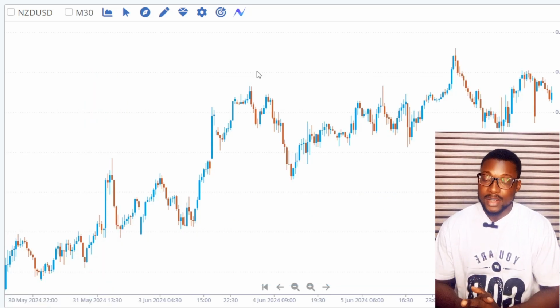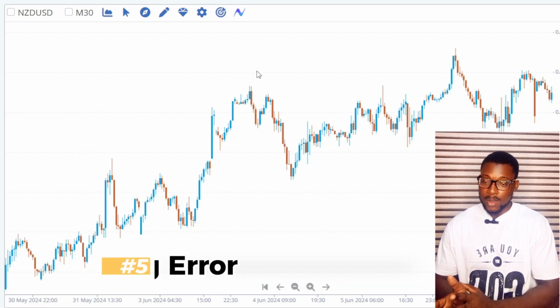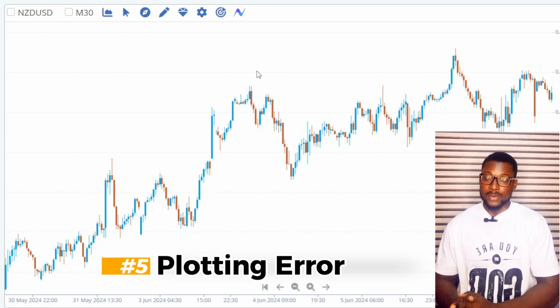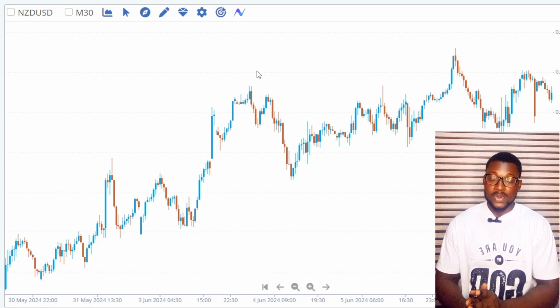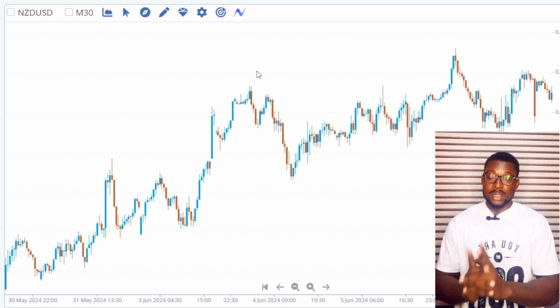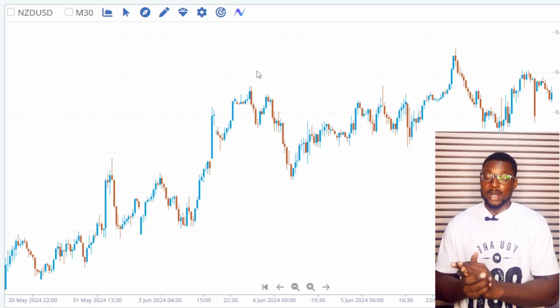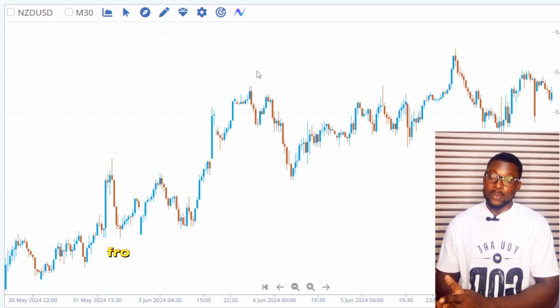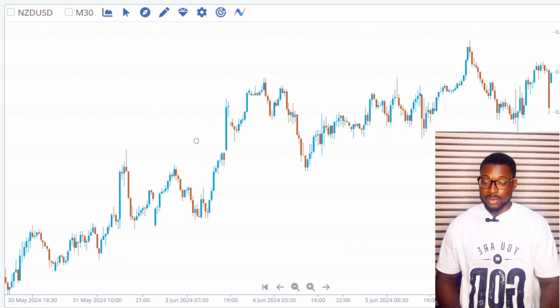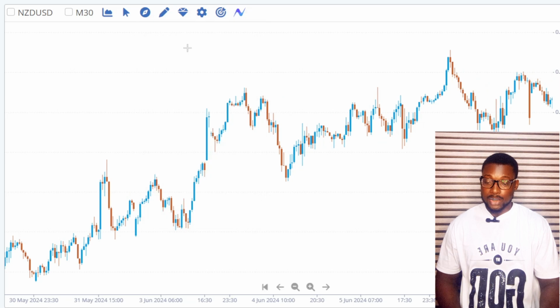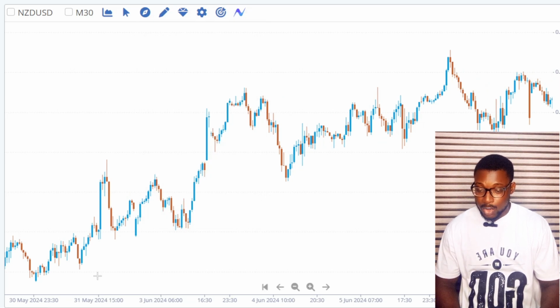So another error in this case is the error of plotting. I simply call this the plotting error. If you are going to plot a good trend line in the market, you need to make sure that you are using two key points. You may use your wicks, the tip of the wick, or the candle bodies. And this is simply how you draw a good trend line. You pick your trend line tool and then you use your candle. You may use the candle body or you use the wicks of the candle.